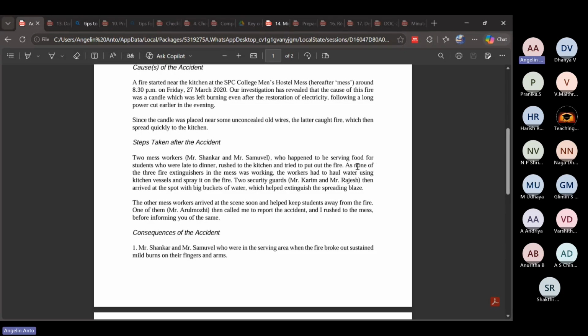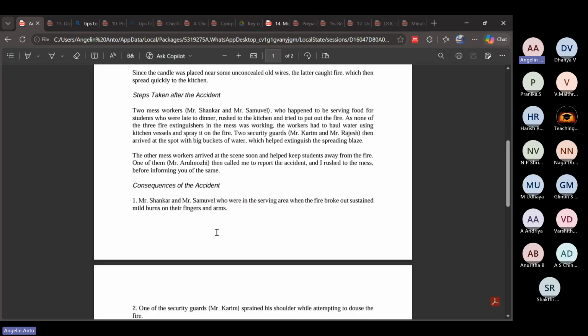And then you can also mention very briefly something which happened in the distant future. So other mess workers arrived at the scene. Later on, one of them called to report the accident. You can add this if you want. And this is important, especially if the question hasn't mentioned whether you are at the scene.